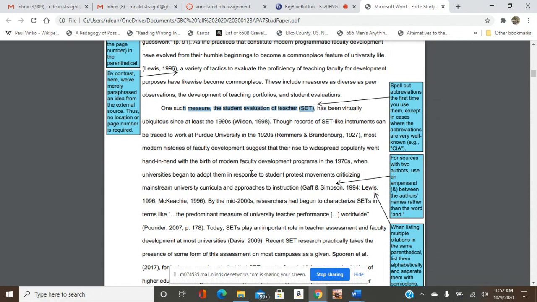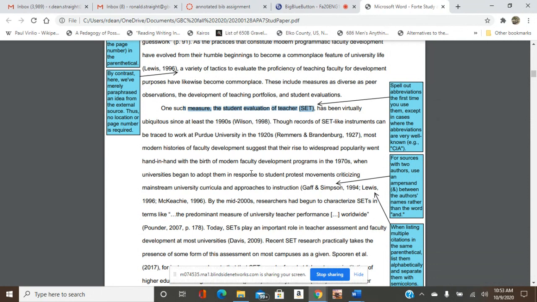APA says that if you put something in parentheses, it means don't read it. It literally means if it's in parentheses, it's for reference purposes only. In this case, they have one such measure, comma. The student evaluation of teachers, comma, has been virtually ubiquitous since at least the 1990s, period. That's how that reads, okay?